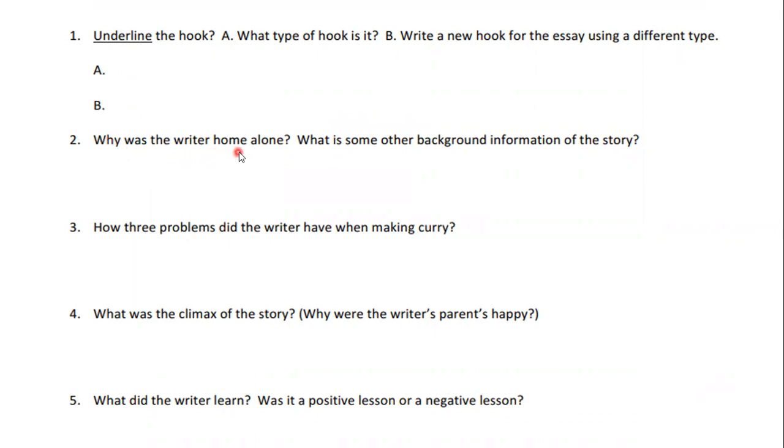Why was the writer home alone? Now, background information. Remember, before telling the story, I tell you the background information, when and where this story is going to be taking place.